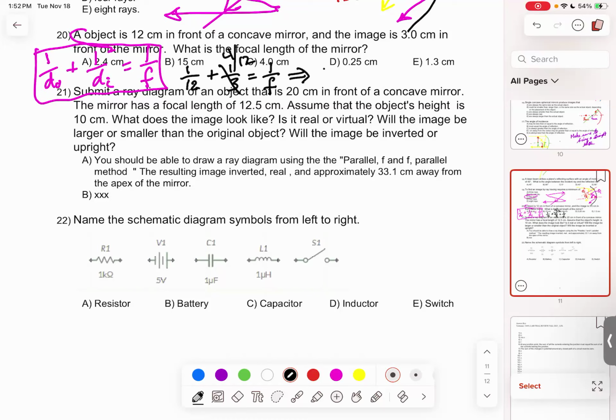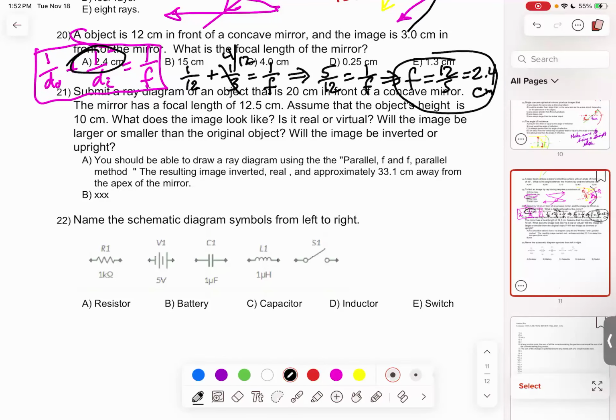So 5/12 is equal to 1 over f. So f should be equal to 12 over 5. What's that, 2.4? The units were in centimeters. You don't necessarily need to convert to meters. So the focal length should be 2.4 centimeters. That's probably a good formula to have written down and to know how that all works. So d naught is the distance to the object. Di is the distance to the image.